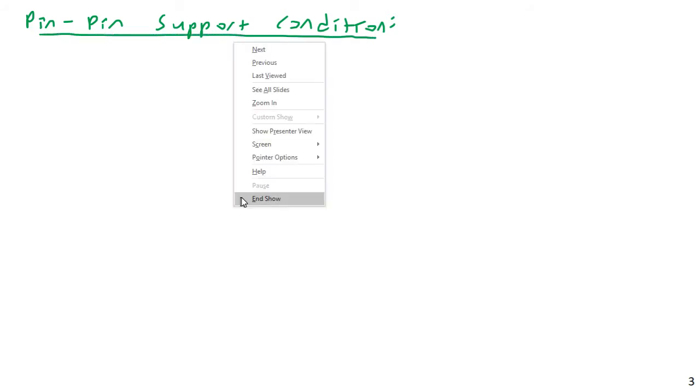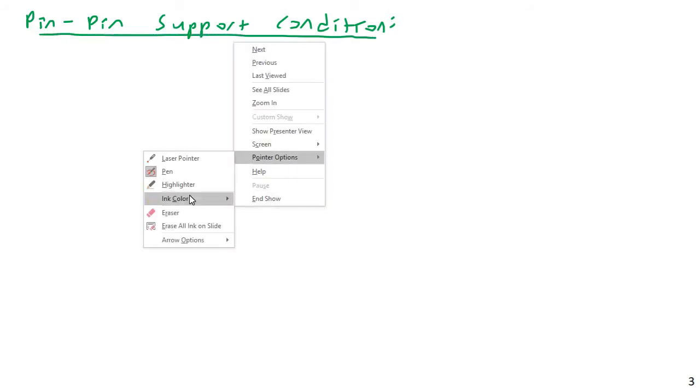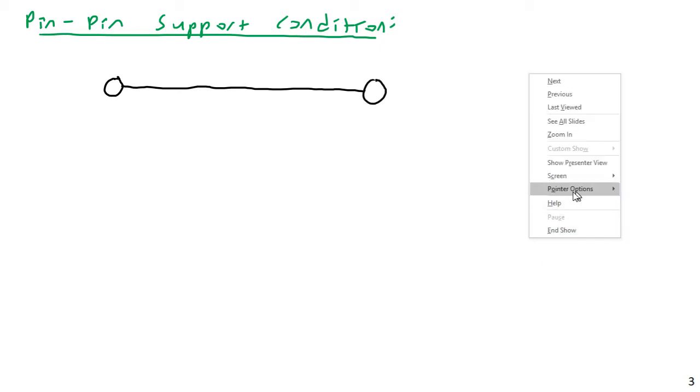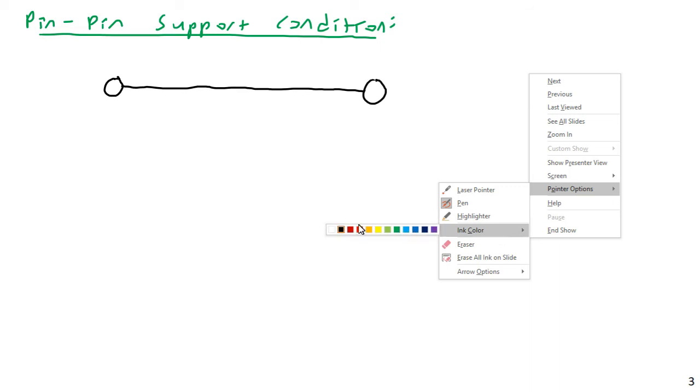So if you have a member that has a pin support, I'm going to draw this like this to illustrate that this doesn't have to be just a single beam, but these could be internal joints as well. So I'm going to draw like this, here and here, pin. Now, what is the significance of a pin?